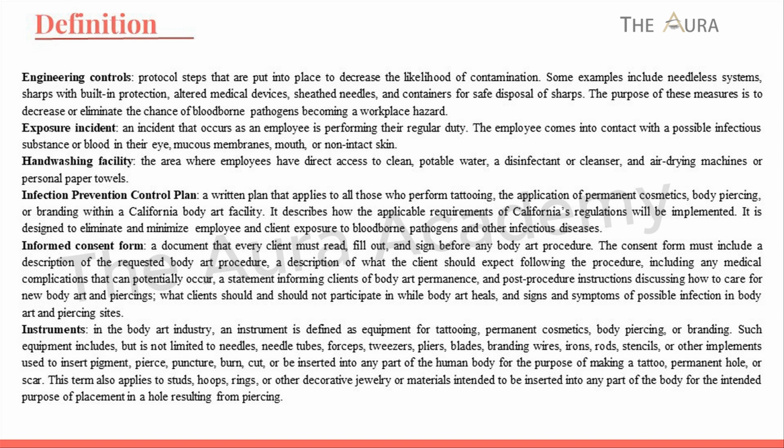Engineering controls, protocol steps that are put into place to decrease the likelihood of contamination. Some examples include needle-less systems, sharps with built-in protection, altered medical devices, sheathed needles, and containers for safe disposal of sharps. The purpose of these measures is to decrease or eliminate the chance of bloodborne pathogens becoming a workplace hazard.